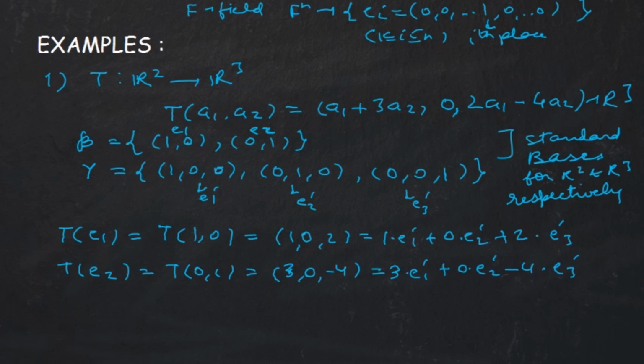So the matrix [T] beta gamma is given by (1, 0, 2). First of all, we write the scalars corresponding to T(e1) as a column, and then the scalars corresponding to T(e2) as the second column. So (3, 0, -4). So this is [T] beta gamma. Such questions are asked in exams, so it is better to practice such types of questions. Let's consider another example.